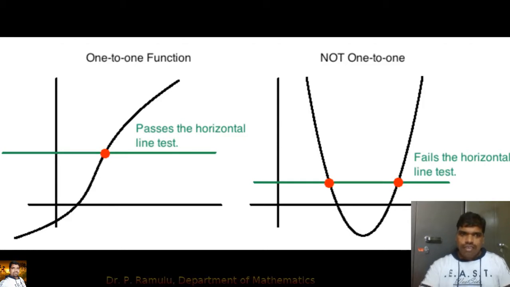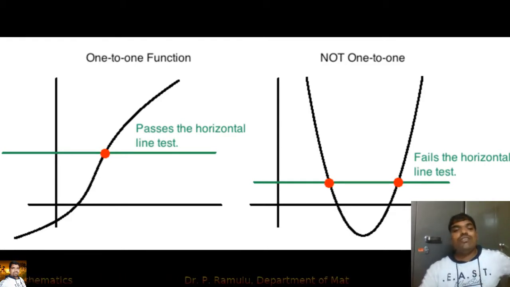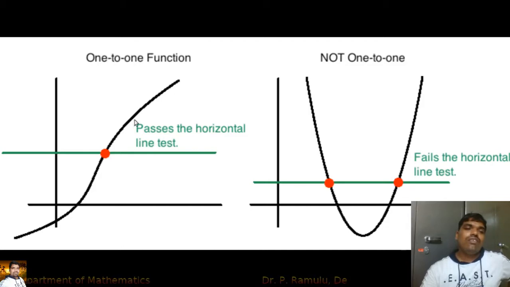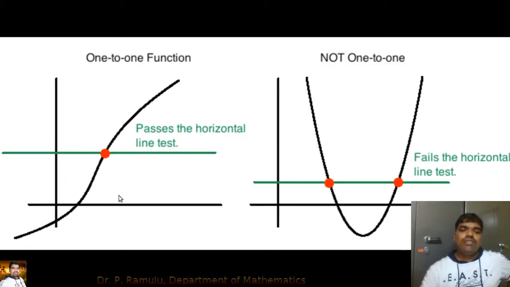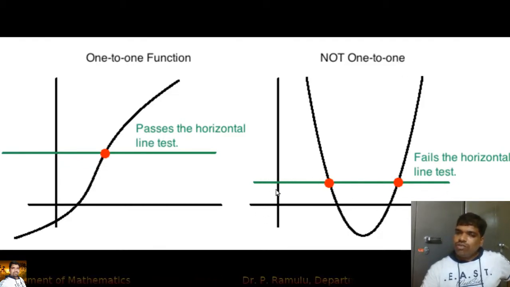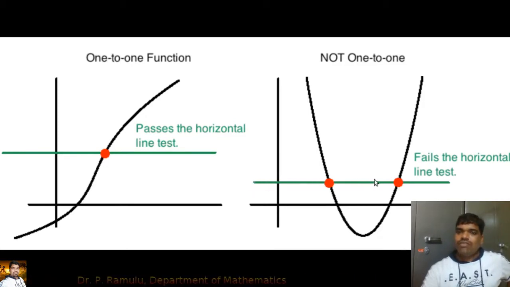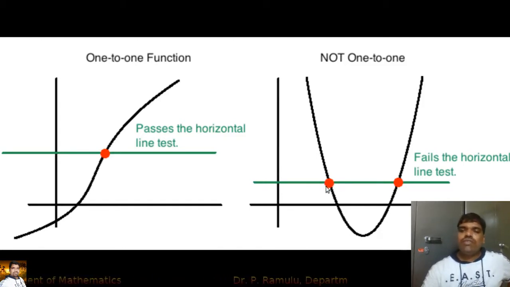I'm repeating again. If any line parallel to the x-axis cuts the given graph only one time, then it is a one-to-one function. Taking this parallel to the x-axis, it cuts the given curve only one time, therefore it is one-to-one. In this other graph, the parallel line to the x-axis cuts twice, so therefore it is not a one-to-one function.